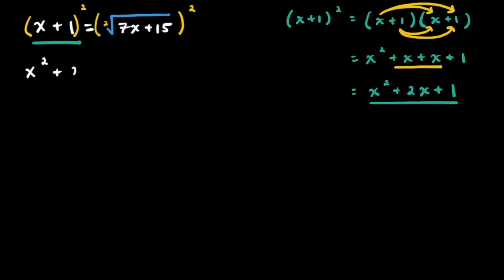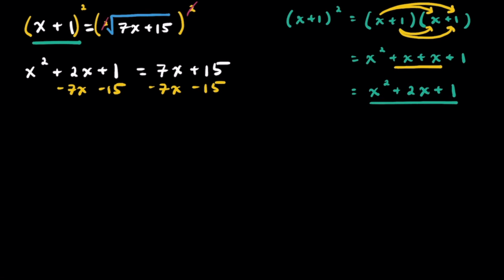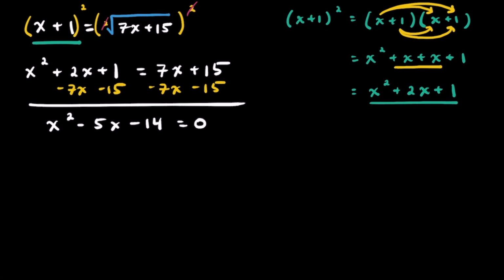Rewriting this, we have x squared plus 2x plus 1 on the left side, and the right side just becomes 7x plus 15. At this point, we have a quadratic equation, and typically our go-to strategy to solving them is setting it equal to 0 and trying to factor. Subtracting 7x and 15 from both sides of the equation, we can write x squared minus 5x minus 14 is equal to 0. The three methods we really should consider is maybe seeing if we can factor, complete the square, or then use the quadratic formula as a last resort.